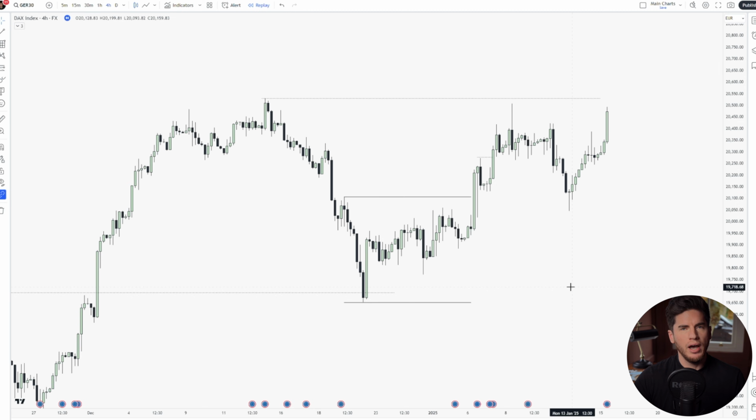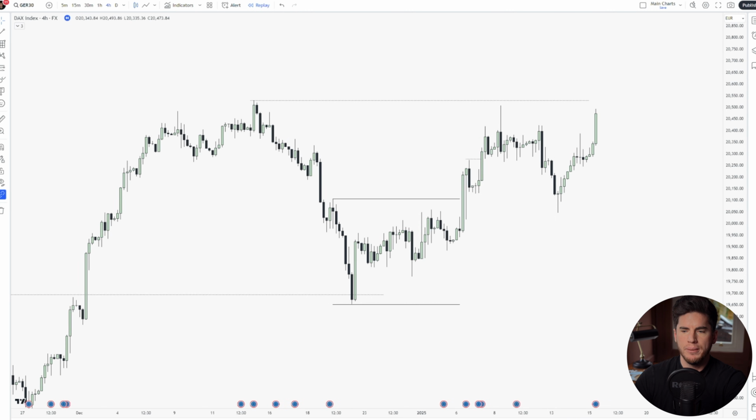So 2 higher highs after lower lows indicates for me, more often than not, a shift in momentum, a shift in trend on that time frame. And daily's already bullish. We weren't bearish at all on the daily. We're just waiting for the 4 hour to align with the daily and both be bullish. So we have that now, right?